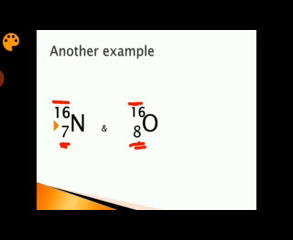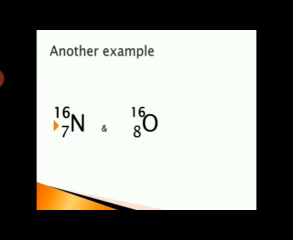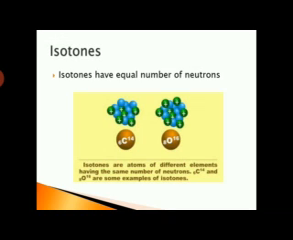Usually 7N14 is the commonly found isotope of nitrogen. This one is a rare isotope which is highly radioactive. But anyway, this particular nucleus and this nucleus of oxygen are isobars because they have the same mass number. The upper numbers are the same. So this is the peculiarity of isobars. Then another classification of nuclei is isotones. Their peculiarity is that isotones have an equal number of neutrons.